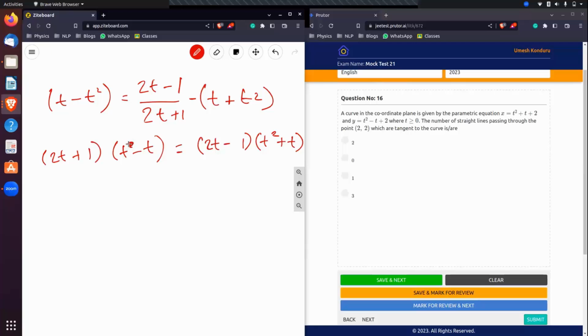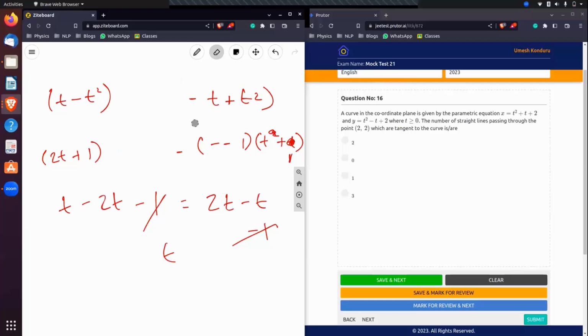In fact, it looks like there is going to be a linear equation, right? So if there's a point at all, it's going to be a single point. You have t minus 2t minus 1 equals 2t minus t minus 1. So that means t equals 0. That's the only point. Okay, yeah. So t equals 0 is the only point.